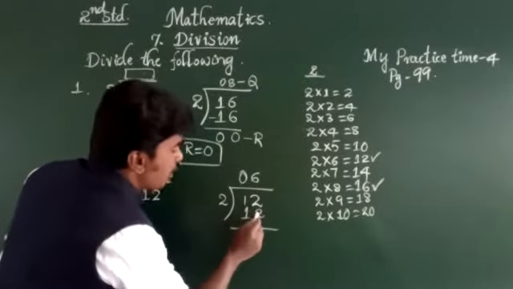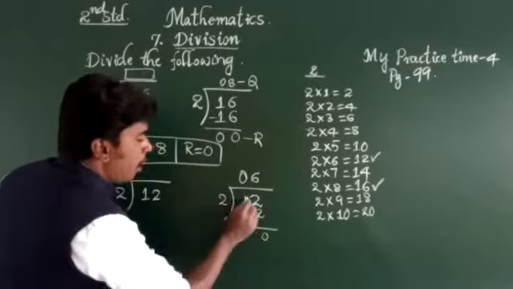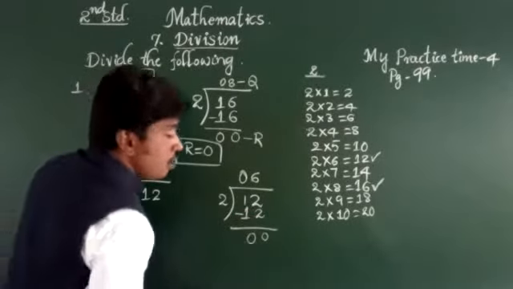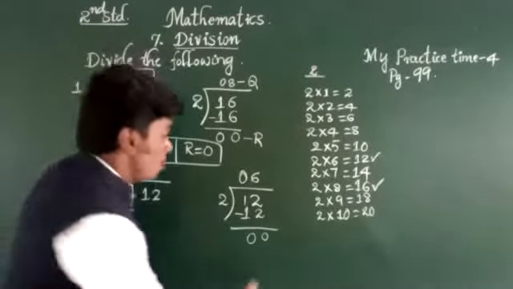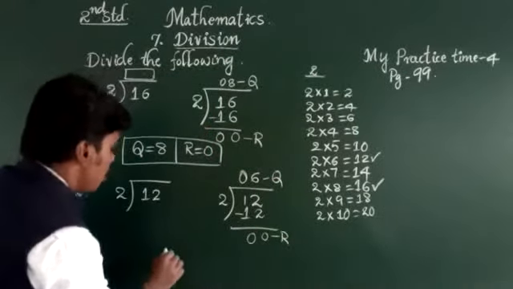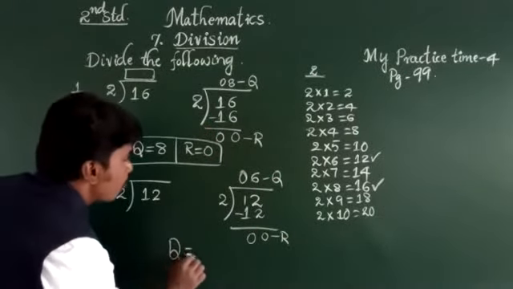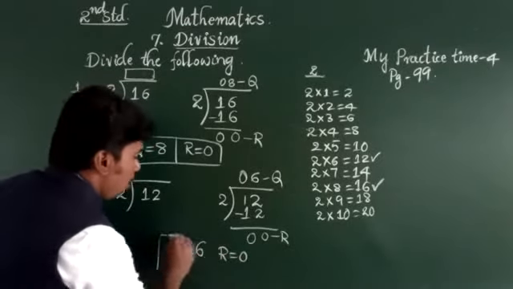Now subtract this number from the above number. 2 minus 2 becomes 0 and 1 minus 1 becomes 0. Subtraction you can do by the regular subtraction method. So this is the remainder and this is the quotient. So the quotient is 6 and the remainder is 0.